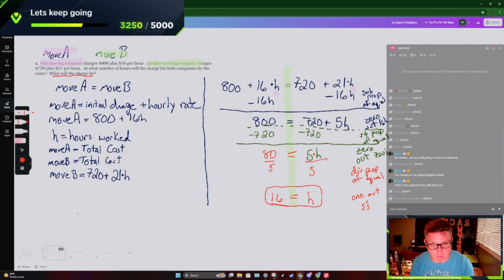And remember, it's the equal amount, so we could put it into either equation and get the correct answer. We should get the same thing if we did this correctly. That's the reason we did it. So that move A is equal to move B. Let me show you this. Let's test this theory out. So mover A was 800 plus 16 times 16. Mover B was 720 plus 21 times 16. And let's show that these two amounts will come out to be equal amounts.